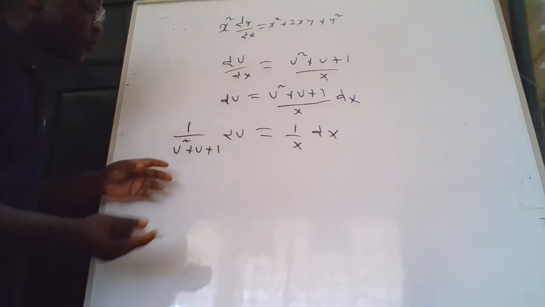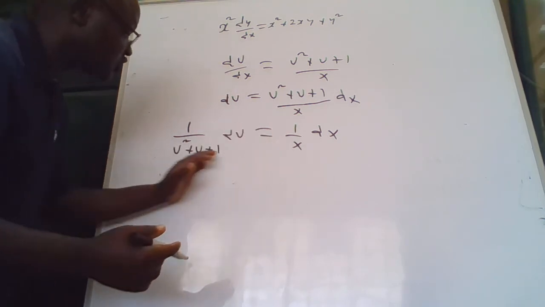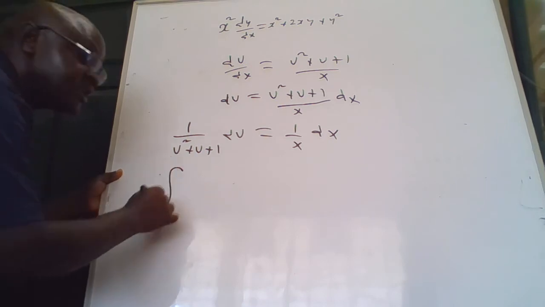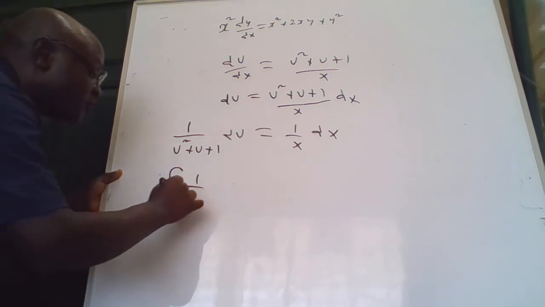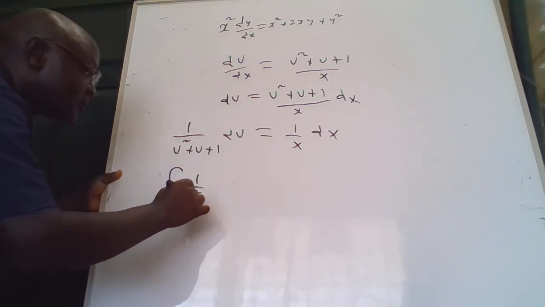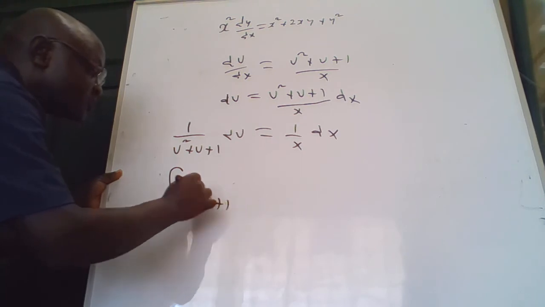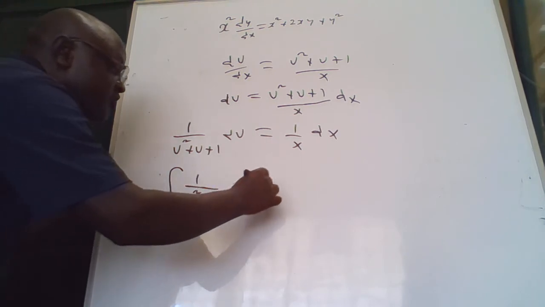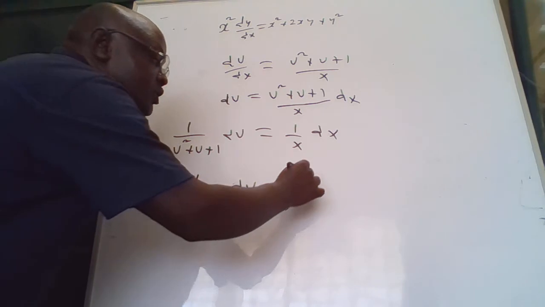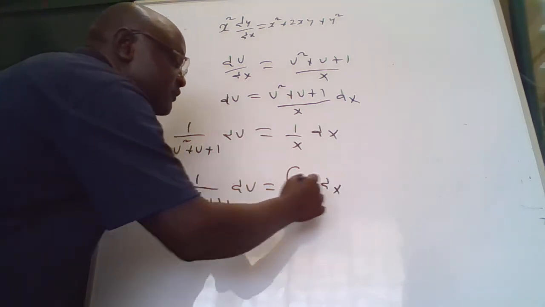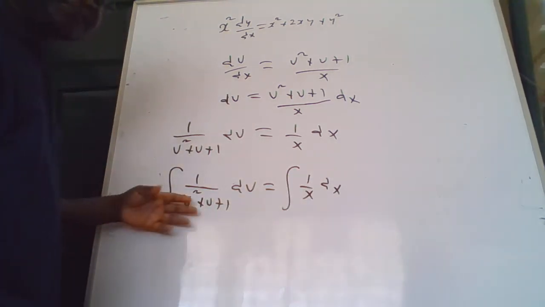Now we integrate both sides of the equation. So here you should have the integral of 1 over v squared plus v plus 1 dv equals the integral of 1 over x dx.